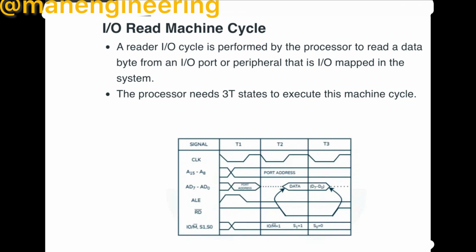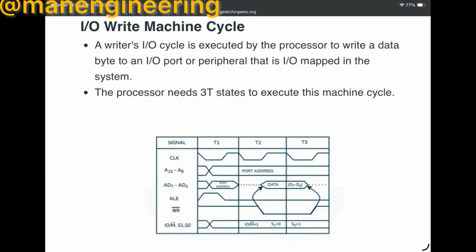I/O read machine cycle. A read I/O cycle is performed by the processor to read a data byte from an I/O port or peripheral that is I/O mapped in this system. The processor needs 3 T states to execute this machine cycle. That is 3 T states, an important point: T1, T2 and T3 shown in the figure.